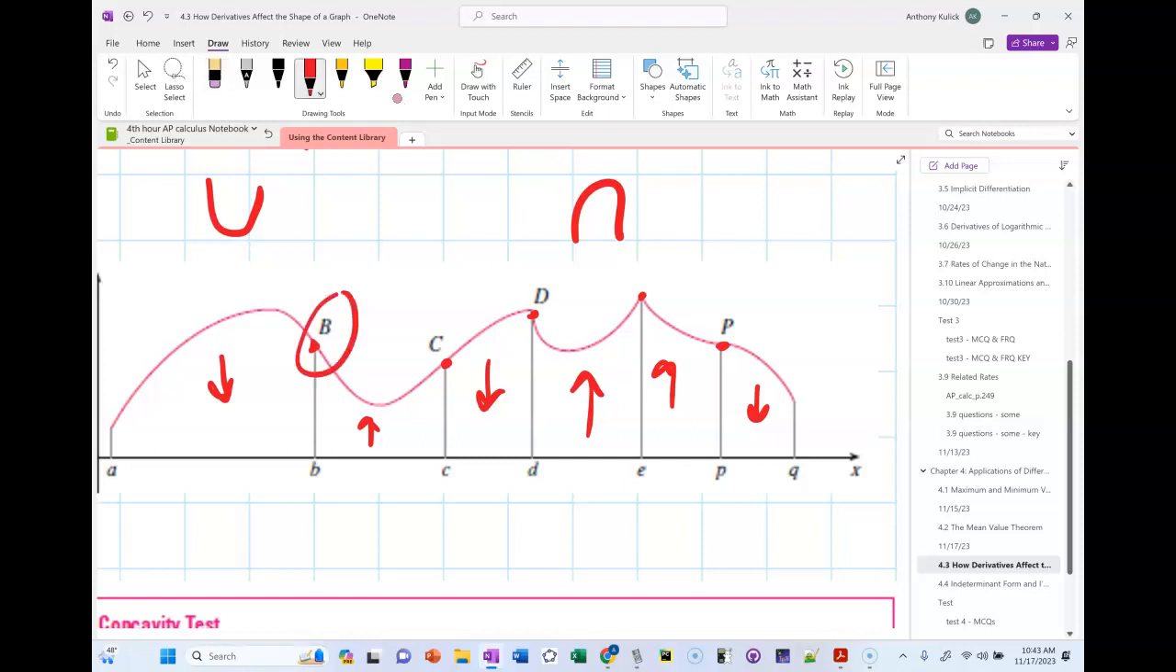Now these points where we change concavity, we'd call these guys inflection points, where the concavity of the graph changes from concave up to concave down or concave down to concave up. We call those guys inflection points. Let's look at how we can check for concavity and inflection points using calculus.